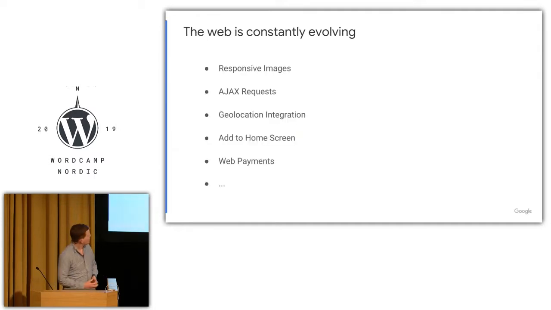So, the web has obviously been constantly evolving over all these years. We've seen great features being introduced, like responsive images, AJAX requests. Yeah, I know these two have been long around. But imagine at some point there were really big features that were introduced. We have location access. You can now add your sites to home screen, especially on your phones. We have web payments, which are a standardized way to process payments on the web. And there are probably hundreds more of new features that are constantly being introduced to the web.